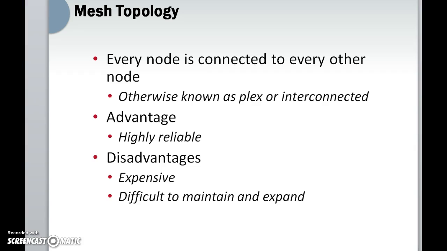The last topology that we are going to talk about is mesh topology. In this type of topology, every node is connected to every other node, otherwise known as plex or interconnected. There are some advantages and disadvantages for this type of topology as well. This topology is highly reliable. Failure of one or a few nodes doesn't usually cause a major problem in the network operation, because there could be other nodes that are available. However, it has some disadvantages. This type of topology is costly and it is very hard to maintain and expand.